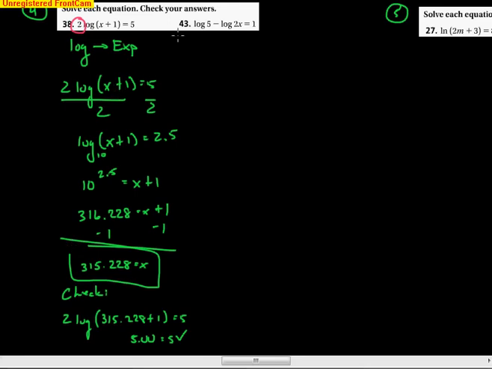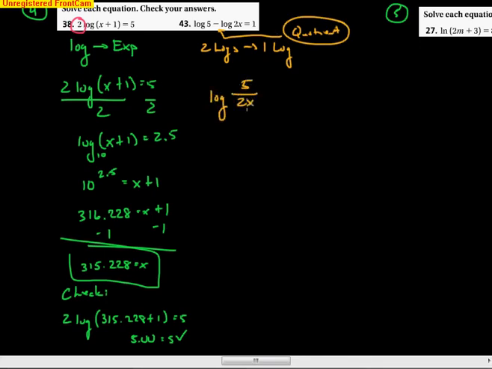Okay, in the second one here, this has 2 logs. So we first need to make 2 logs become 1 log by condensing. And this minus sign means quotient. Quotient property. Log of 5 over 2x equals 1. And again, you can put that in parentheses if you want to, or not. Okay?